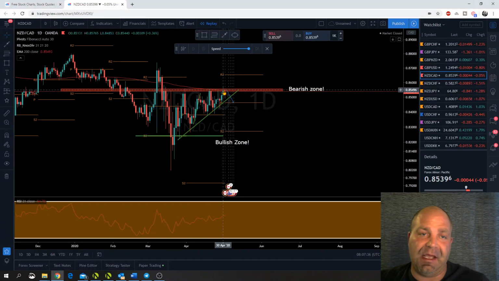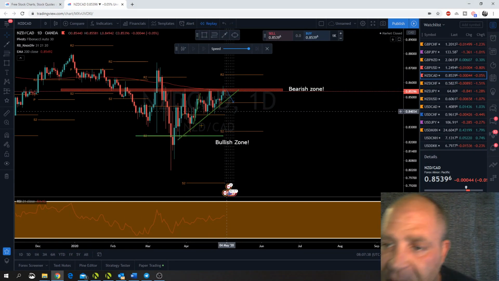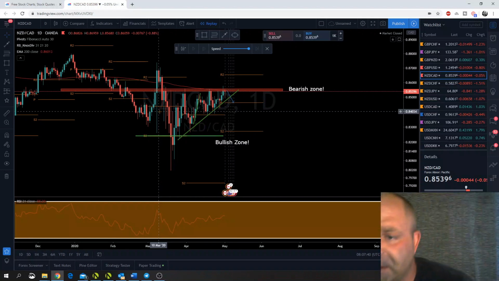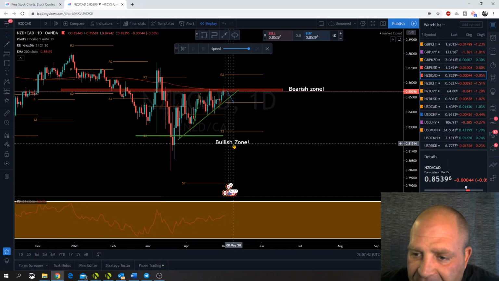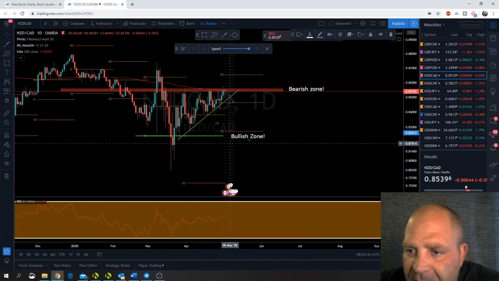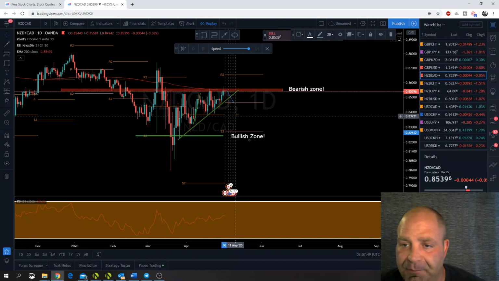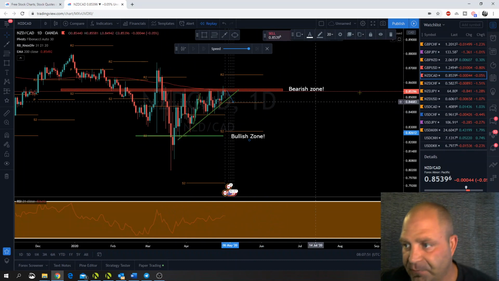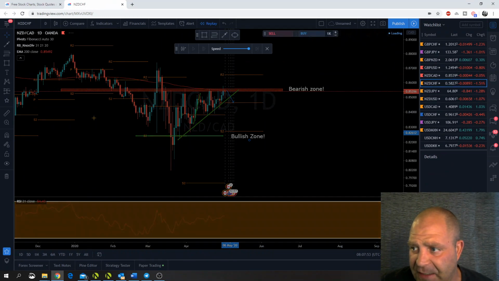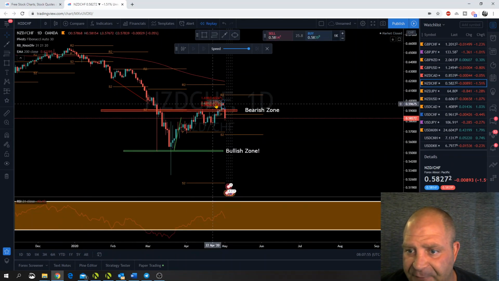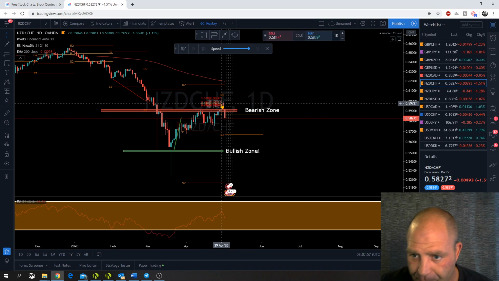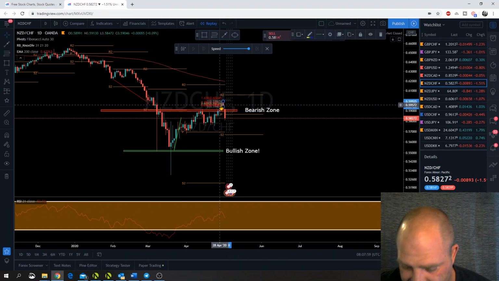So a lot of sellers are going to be looking at this area. That does mean that the Canadian dollar has to get a little stronger, or the New Zealand dollar has to get weaker. So fundamentally, we have to be careful. But this is going to be a good week for some big moves. So this is one we want to look at right out of the gate. NZD CHF. Let's get rid of some of this noise.